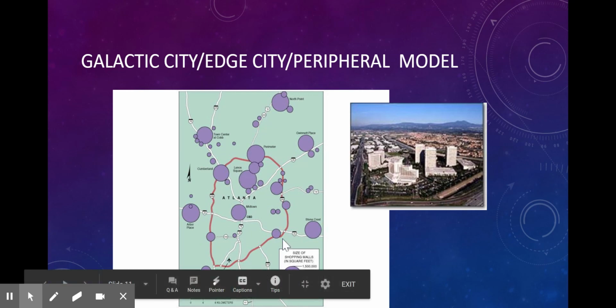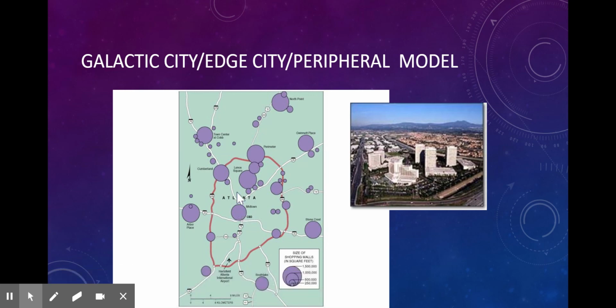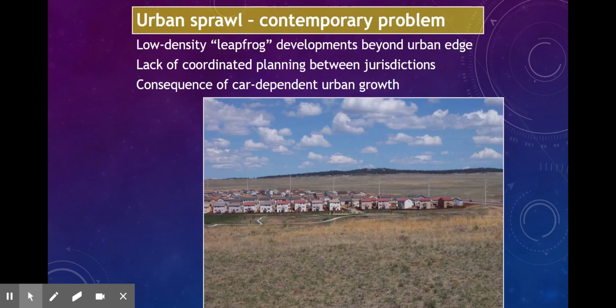Even though of course Atlanta is a city and has its own CBD and its own urban area, it is also a collection of tons of edge cities and suburbs that glom together to make one giant urban area. So that's what we see in most urban areas today.